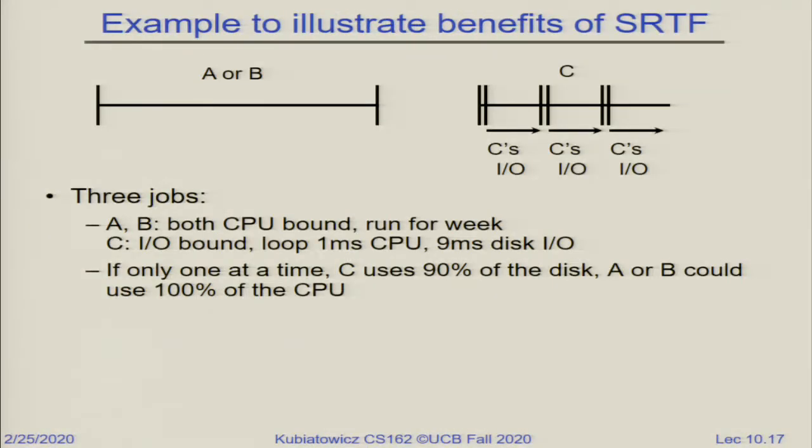So let's assume the following. We have three jobs, A, B, and C. A and B are CPU bound and they run for a week. That's a long time.